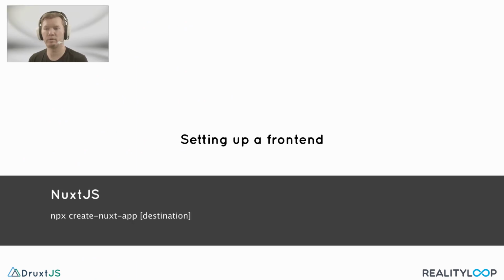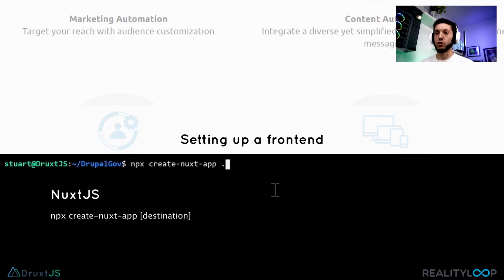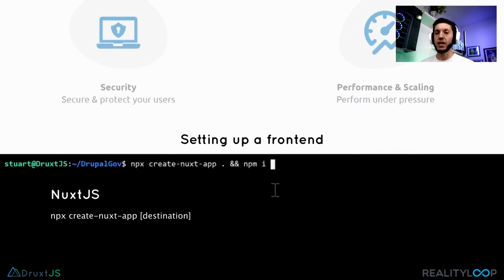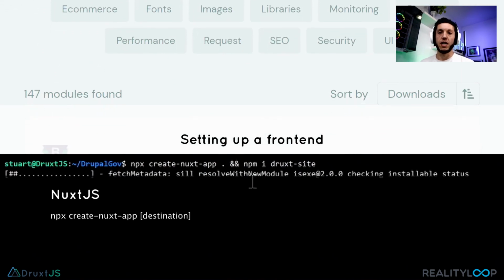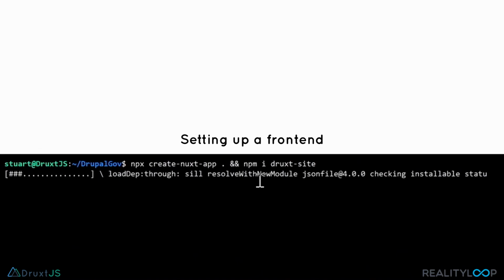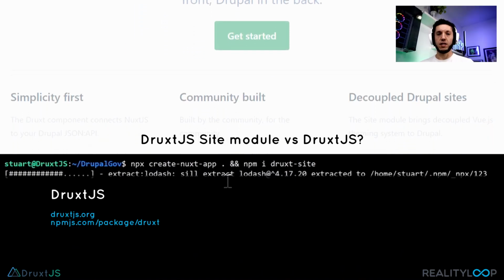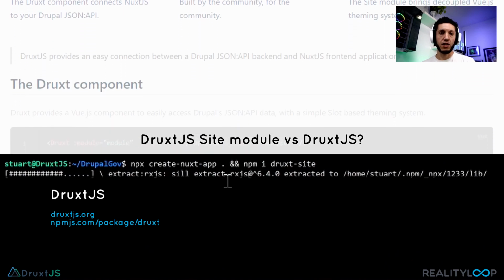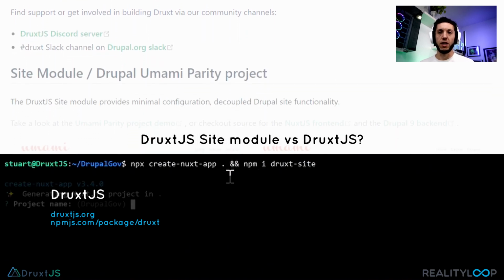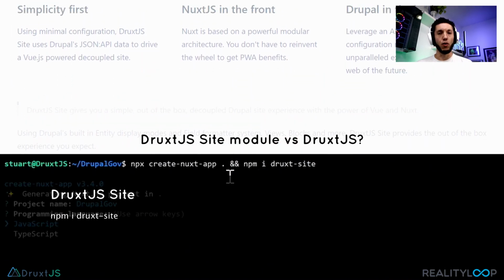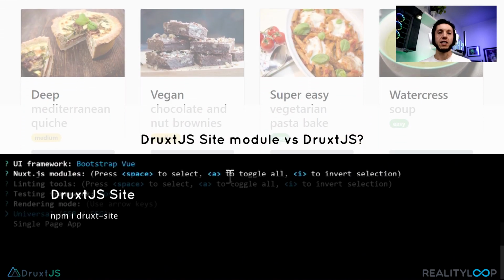What do we have to do to start on our front end? For the front end, we're going to use Nuxt. Much like Drupal is a PHP framework for your backend, Nuxt provides you with all the things that you want for a modern Vue.js site. Why are you installing Druxt Site here? Druxt is a modular framework. It allows us to build lots of things using Drupal's content and Drupal's configuration. Druxt Site is more focused. It's about providing that out-of-the-box front-end experience.